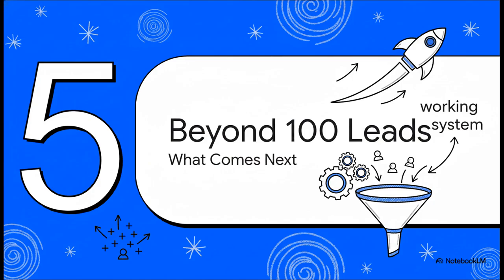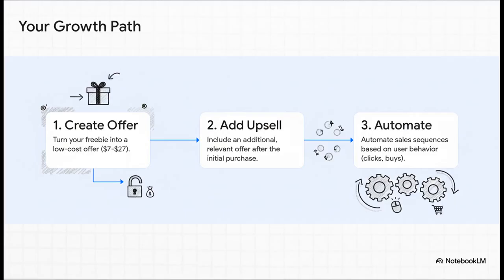Okay, once you get those first 100 leads, and you will, you've officially proven the concept. You've built a system that works, you've got momentum. So, what's the next logical step to grow this thing? You scale it, that's what. First, you create a small, low-cost product, something from like $7 to $27. It's an easy yes and a natural next step from your freebie. This is designed to turn a lead into a paying customer. From there, you can add an upsell and start to automate the whole sales process.